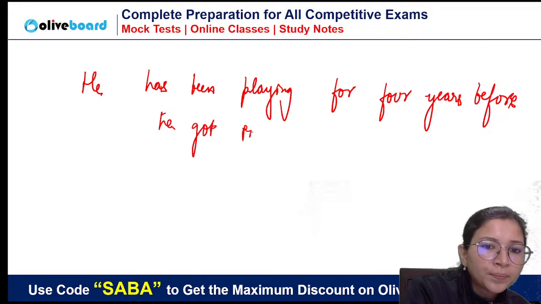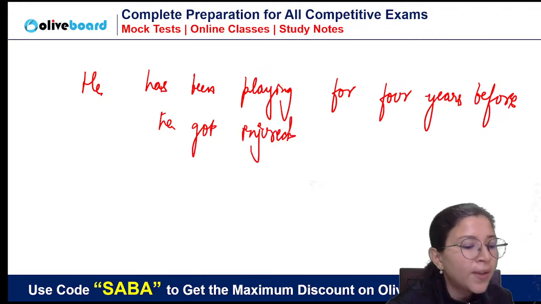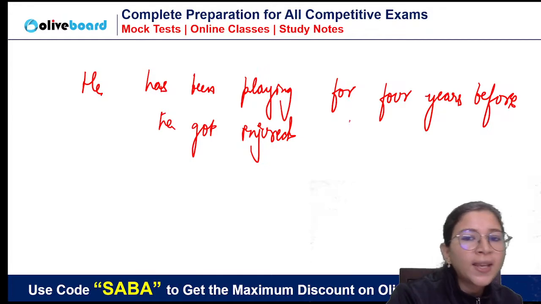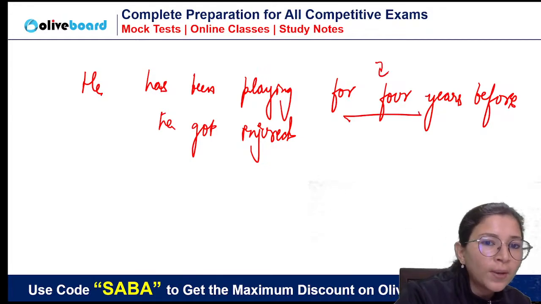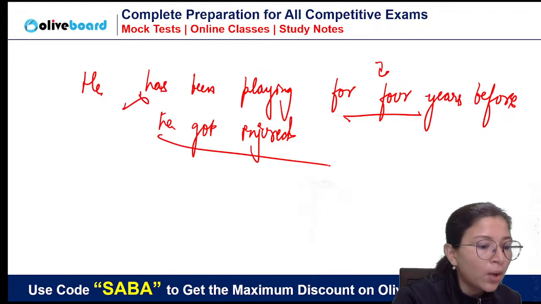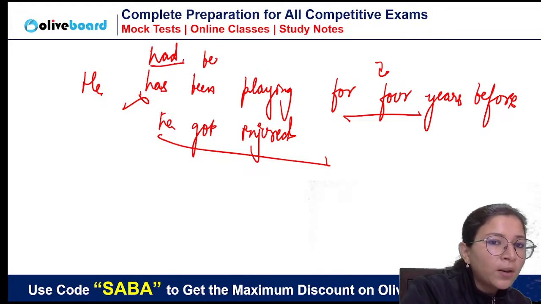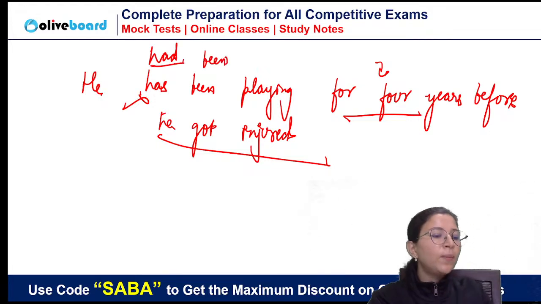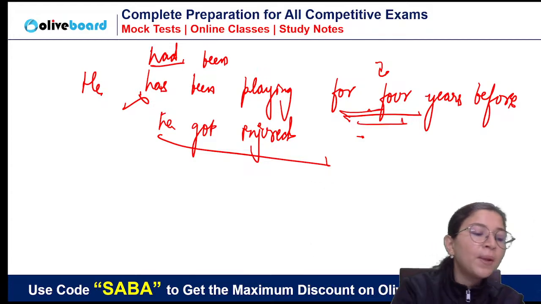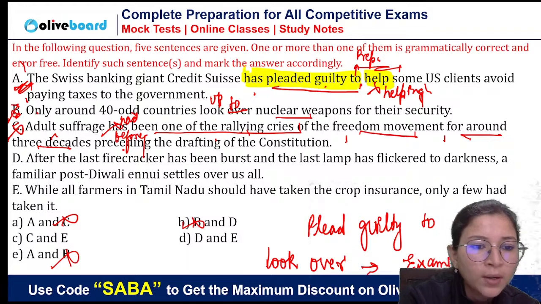Is it correct? Is he still playing or he was playing before his injury? He is not playing now, he played for 4 years before the injury. So we are getting the sense of for plus time, but we need perfect continuous tense, but here the thing does not continue till now. So it will be he had been playing. Was playing will be a blunder because for plus time is given. So for plus time, but this thing happened before past time, so it will be perfect continuous tense. So C is also eliminated.